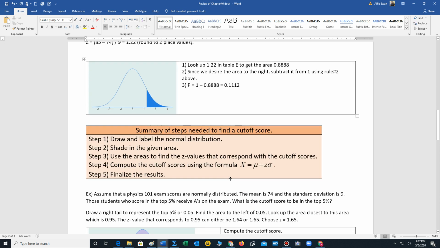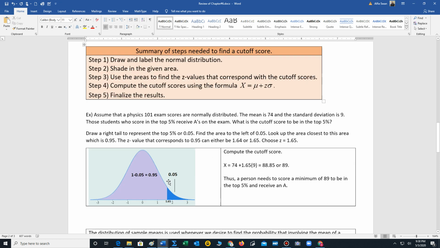Now the other concept that we have to learn about in 6.2 is the reverse process, where we have to find the cutoff score. So the steps for finding the cutoff score is we draw and label the normal distribution, shade in the given area, use the areas to find the z-values that correspond with the cutoff scores, compute the cutoff scores using our cutoff score formula, and then finalize the results.